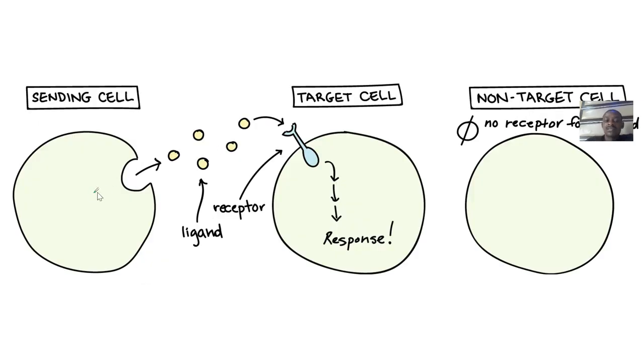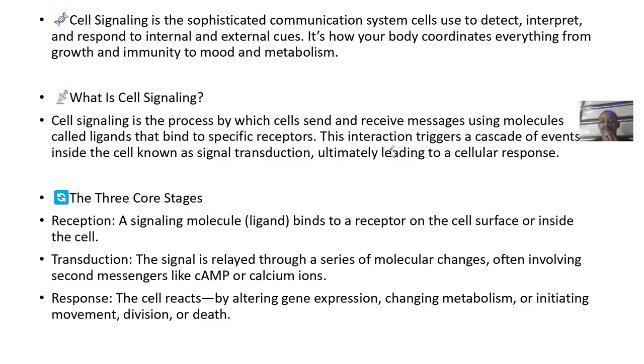Basically, if this cell here wants to communicate to this cell, it doesn't travel to this cell, it rather sends ligands. These ligands will come and bind on this receptor. Do you understand? That's how they communicate. So this interaction triggers a cascade of events inside a cell, and this is known as signal transduction. So ultimately, it will lead to a cellular response.